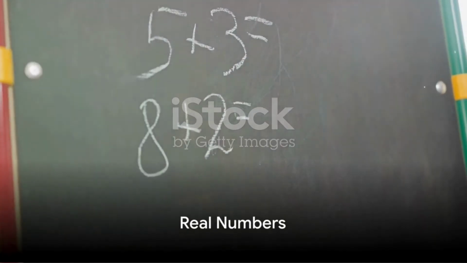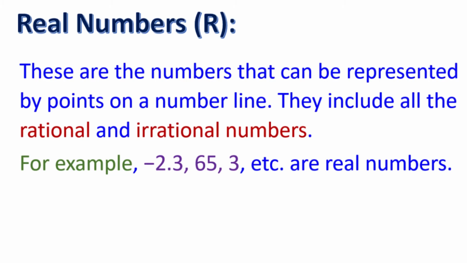Then we have real numbers, represented as R. These numbers can be represented by points on a number line and include all the rational and irrational numbers. Numbers like -2.3, 6.5, 3, and so on are real numbers.